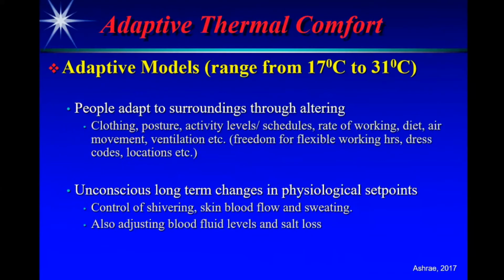So nowadays in India and elsewhere also, people have adopted adaptive models where you have a wide range of temperature variation rather than focusing on a very narrow range of 24, 25, 26 degrees Celsius. The idea behind this is that people adapt to surroundings by altering their clothing, posture, activity levels, and what kind of ventilation they have. Even people can have flexible working hours, which can play an important role. So that is the emphasis in this particular model. And it has to be also noted that there are unconscious long-term changes which happen in the physiological set points when we try to adapt to a certain environment. So people who are used to cold environments don't feel that much cold as compared to others, because the body adapts to those environments which are naturally occurring in nature.